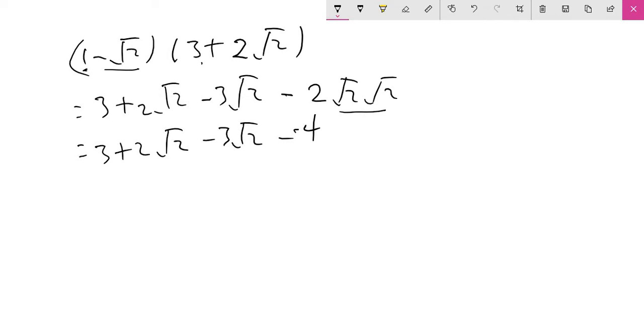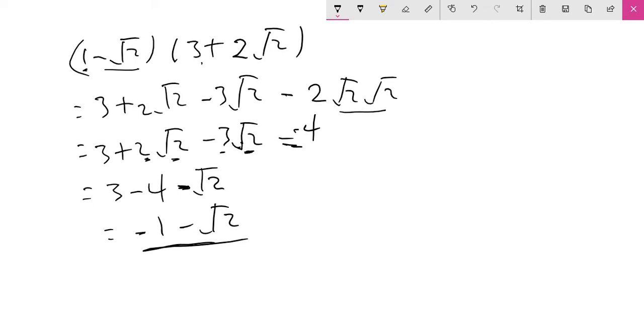So this is equal to 3 plus 2 root 2 minus 3 root 2 minus 4. Remember, the irrational part is the same, so we can subtract the coefficients. We gather like terms: 3 minus 4, and 2 root 2 minus 3 root 2. 2 minus 3 is minus 1, but we don't actually write the 1, we just say minus root 2. And 3 minus 4 is minus 1. So minus 1 minus root 2, and this is the expanded form of that.